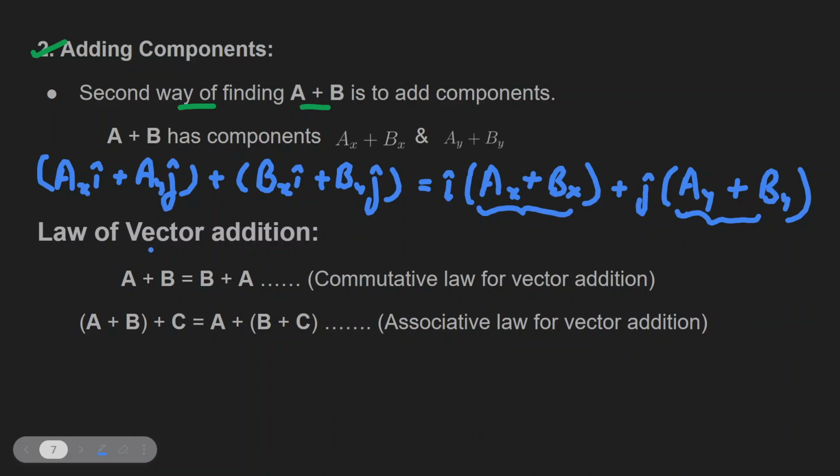Next is the law of vector addition. So the law of vector addition is commutative. Commutative means if I do vector A plus vector B, or if I do vector B plus vector A, it is one and the same. So this operation is true.